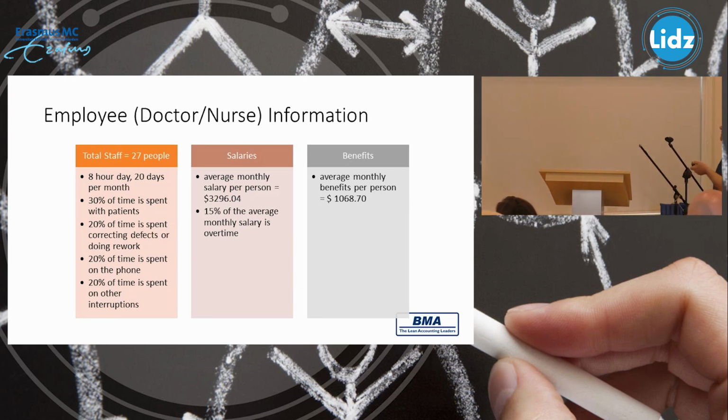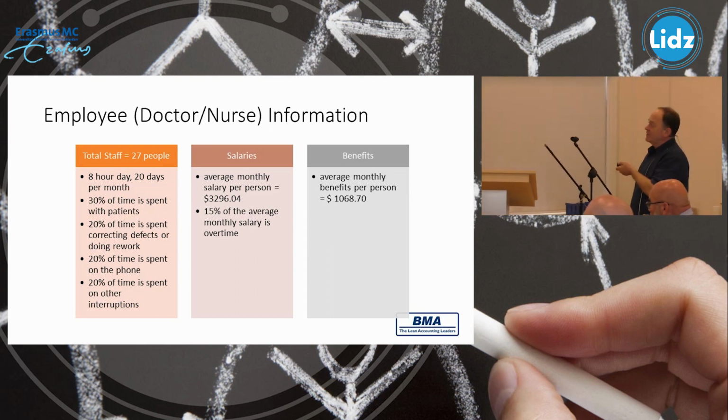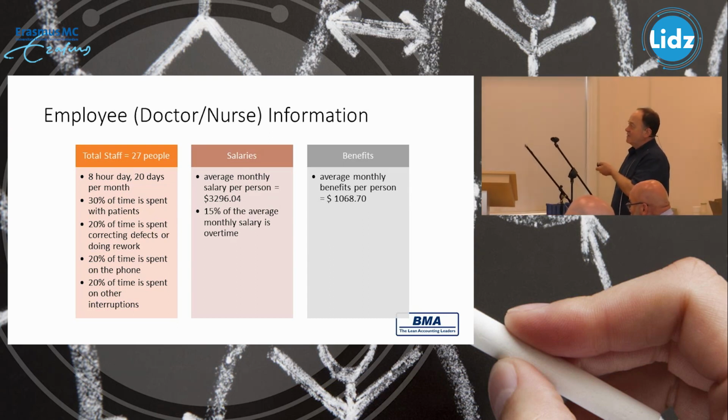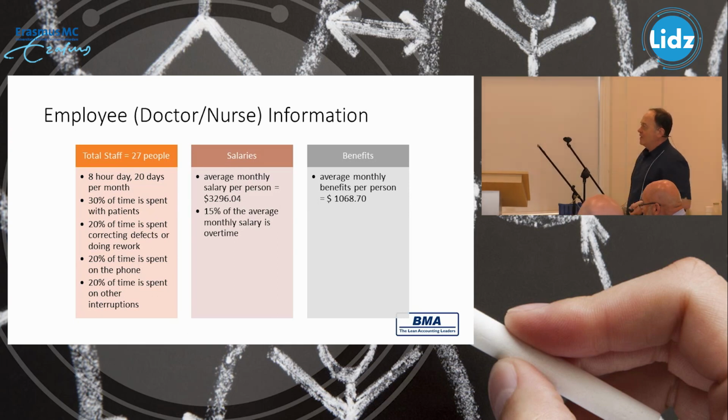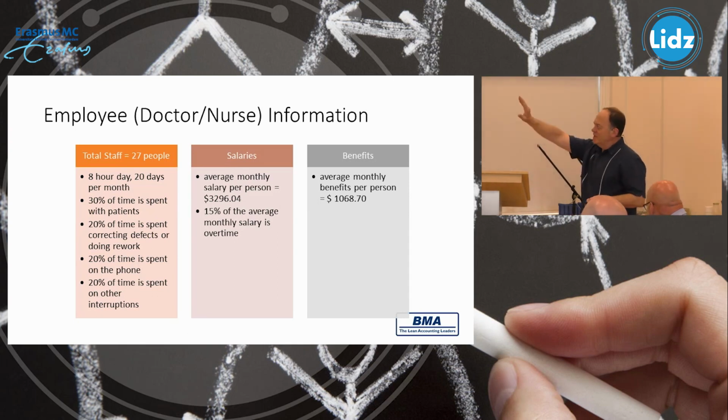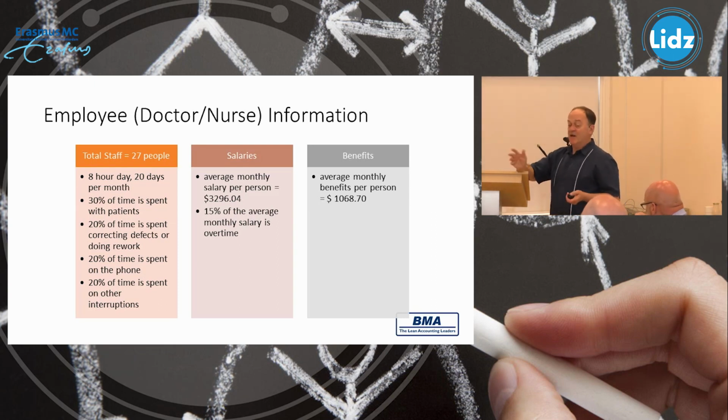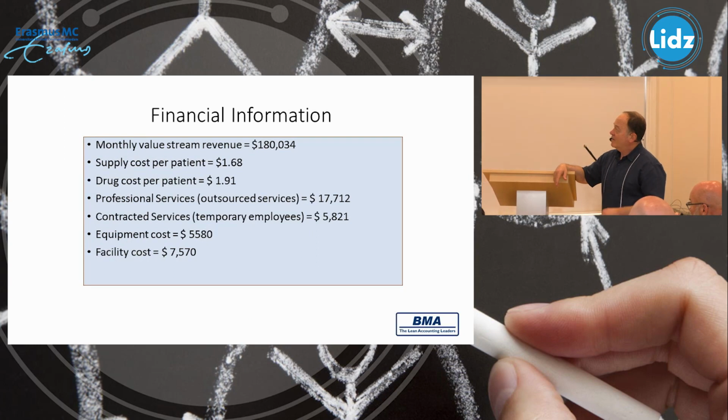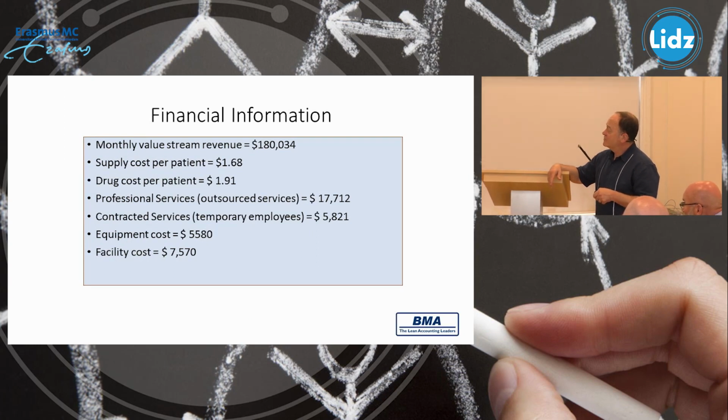Salaries, $3,296 per month. 15% of that is considered overtime, but just keep that in mind. You don't have to calculate the overtime at this point. Benefits, this much per person per month. Then we have the revenue and the cost information. So supply cost per patient, drug cost per patient. We have services, we have equipment costs, we have facility costs. All right, that's the information you're going to need to do the calculations.